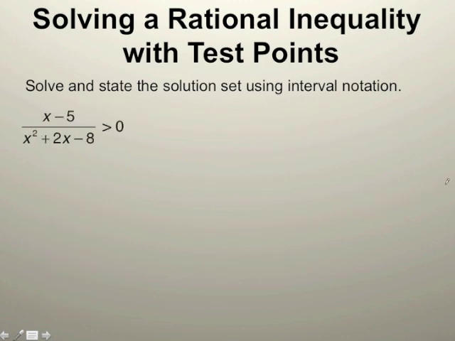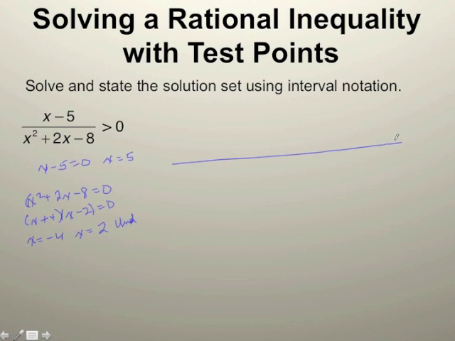Let's try one more of these. Oh, but this one's nice. They already had it equal to 0. So we need to find the zeros. For the numerator, x minus 5 equals 0. So x equals 5, and that's a place where the value is 0. But for the denominator, we have x squared plus 2x minus 8 equals 0. That factors into (x plus 4)(x minus 2) equals 0. So x equals negative 4, and x equals 2. Those are places where it's undefined.